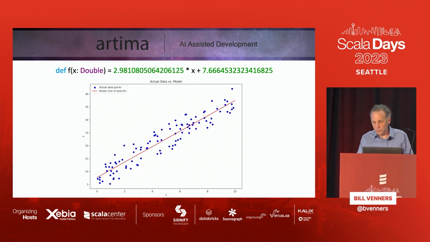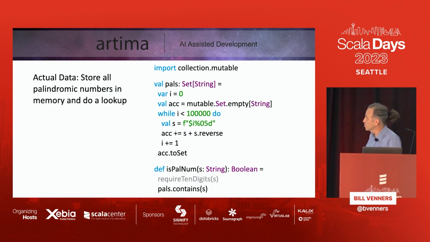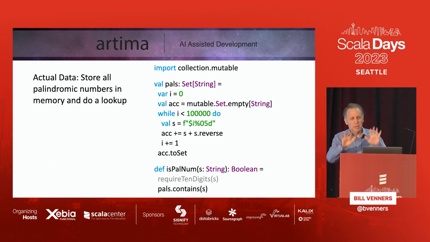So I'm going to take a data approach for is-palnum, because there's only 100,000 of them. Basically, if you take 5 digits, any 5 digits, and duplicate it and reverse one of them and put them together, that's a palindromic 10-digit number, right? If you take 5 zeros and put a 1 in front of it, that's 100,000. So there's only 100,000 palindromic numbers with 10 digits. And I can fit that in memory, so I just stick it in a set of strings here. That's the actual data, right?